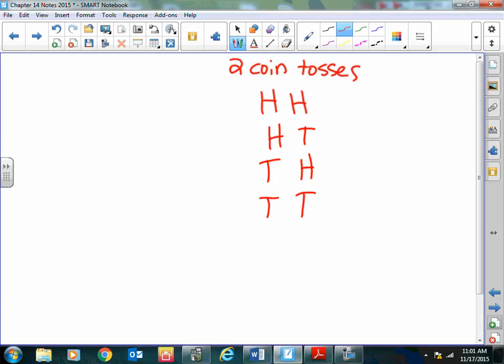Okay, so those are all your possibilities. There are 4 possibilities, and how many of them had exactly one heads? 1 out of all 4. Therefore, that was why the probability was 1/4. Okay? All right.